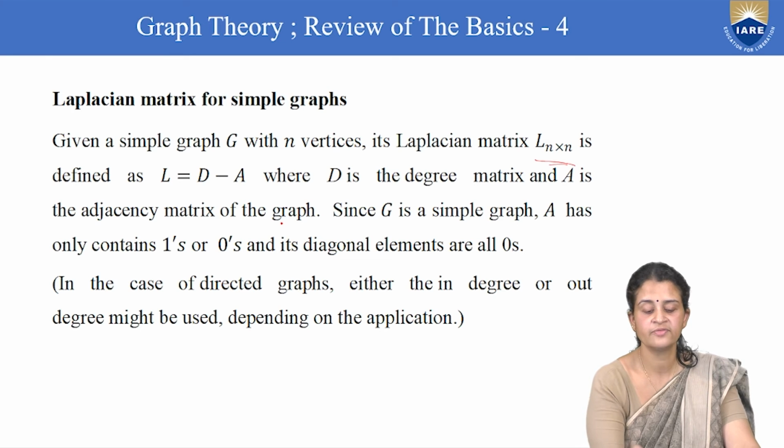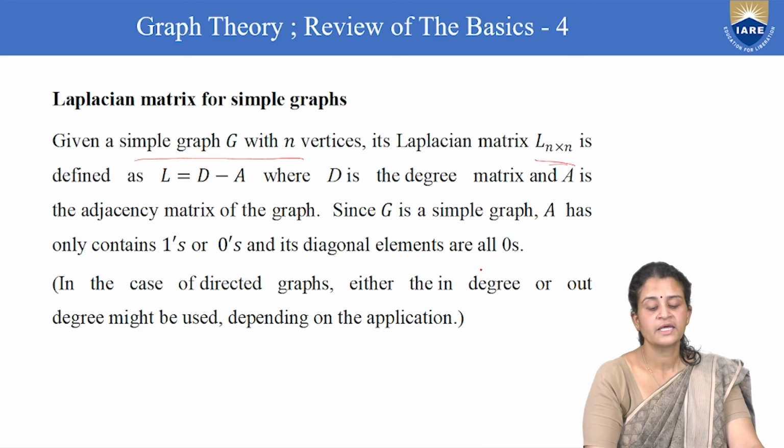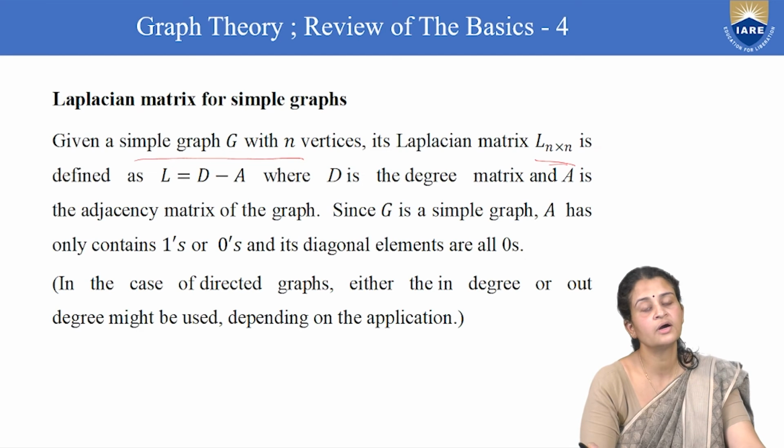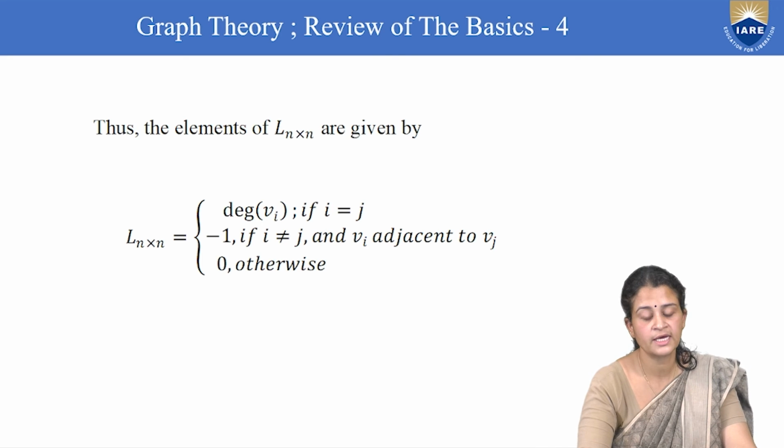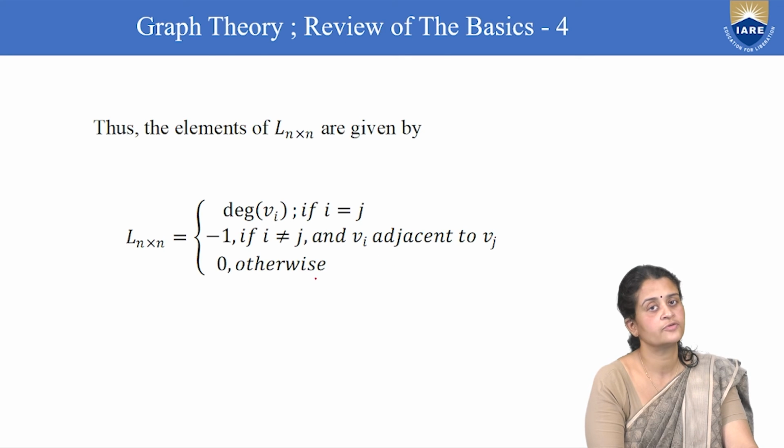Since G is a simple graph, this A consists of ones and zeros, and the diagonal elements are all zeros. In the case of directed graphs, when we are considering the degrees, there are two kinds of degree. I hope you remember it: in degree and out degree. We will be considering either in degree or out degree in the case of directed graphs, depending on the application. Now we will see what the elements of L will be. It will be degree of Vi if i equal to j, equal to minus 1 if i not equal to j and Vi and Vj are adjacent, equal to 0 otherwise.